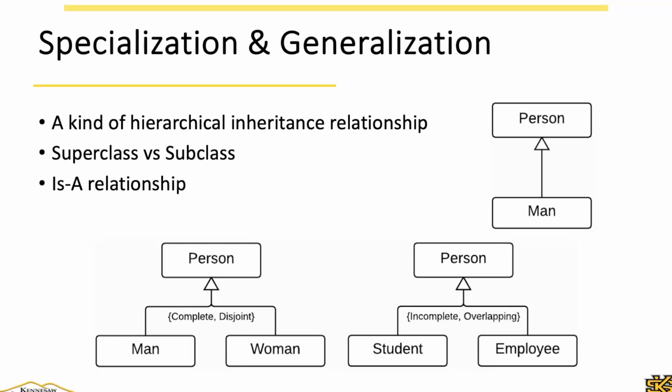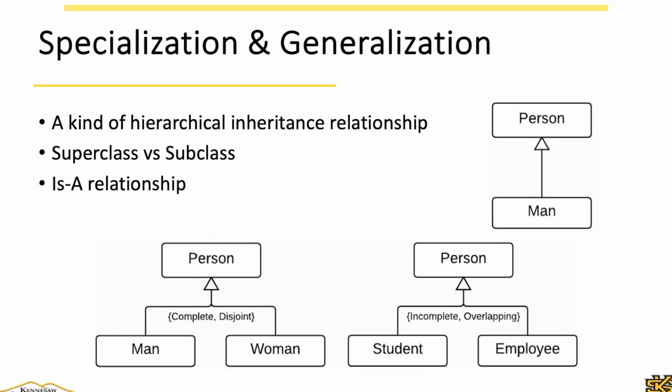This is an "is a" relationship, and specializations and generalizations can either be overlapping or exclusive. For example, a person could be classified as either man or woman. In this case, a person fits into disjoint or exclusive categories, meaning a person can only be in one of these categories.